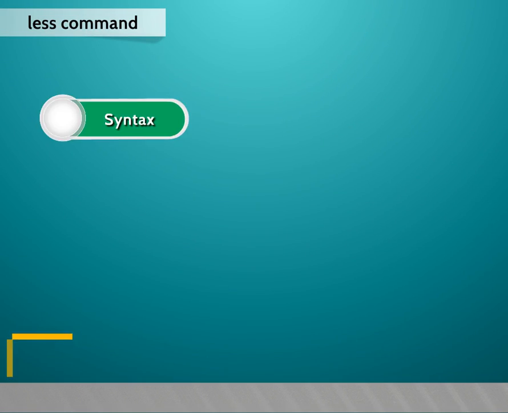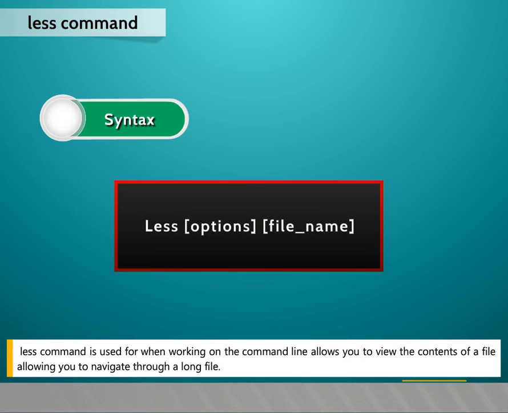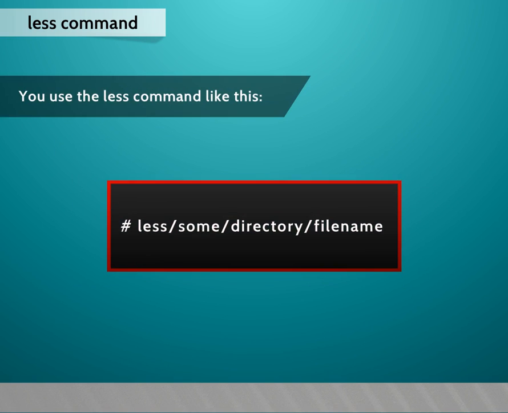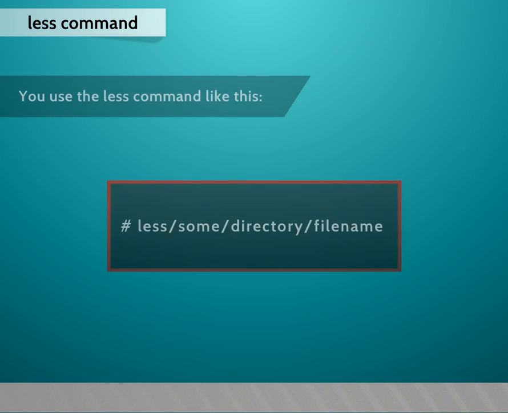Less command. Less command is used when working on the command line, and allows you to view the contents of a file, allowing you to navigate through a long file. You can use it directly on a file or in conjunction with the cat command, where the cat command prints the file to screen and the less command controls how you view the contents. You use the less command like this.